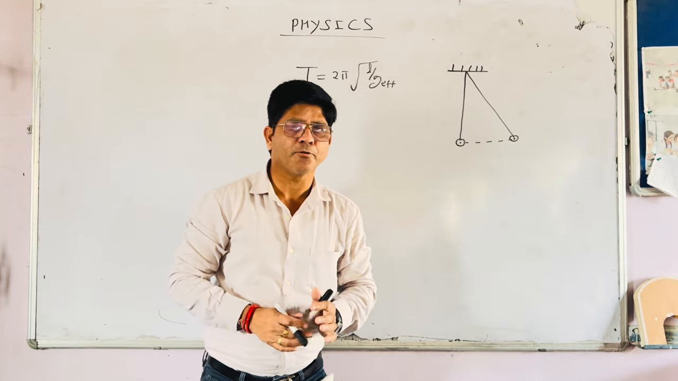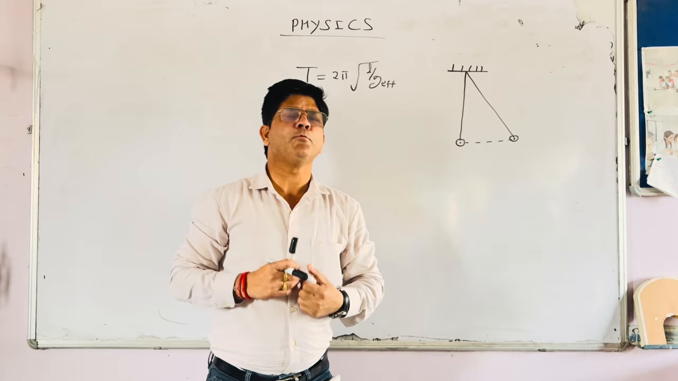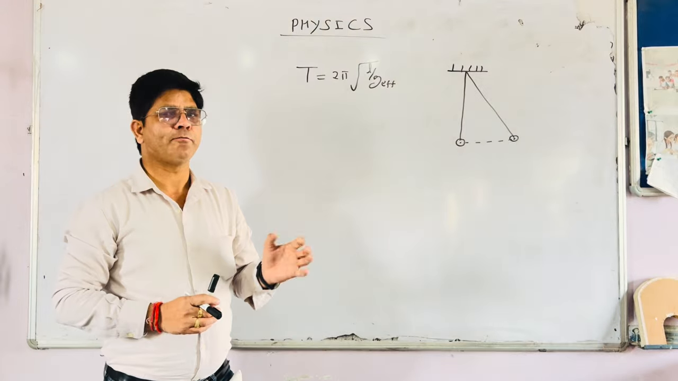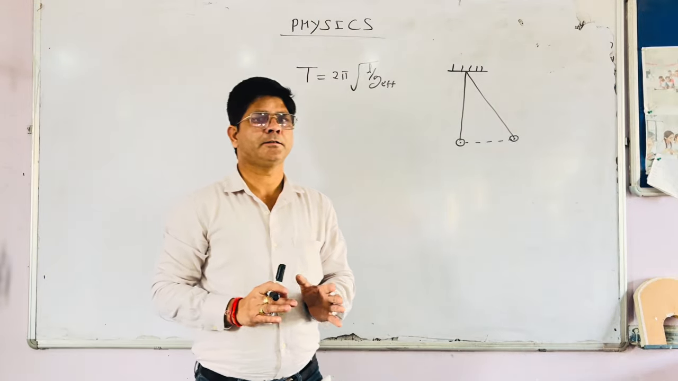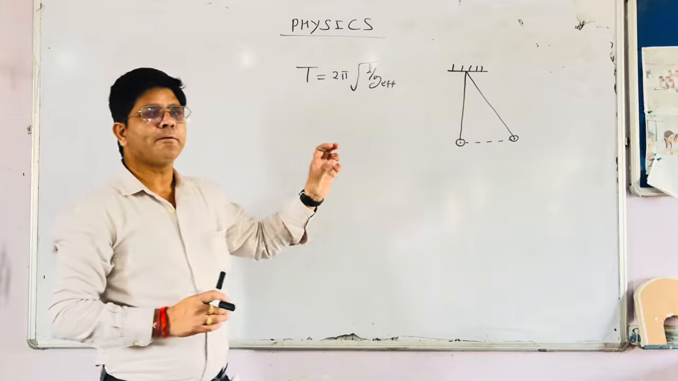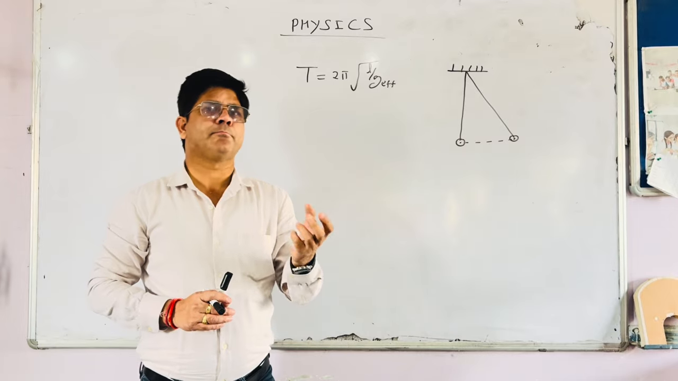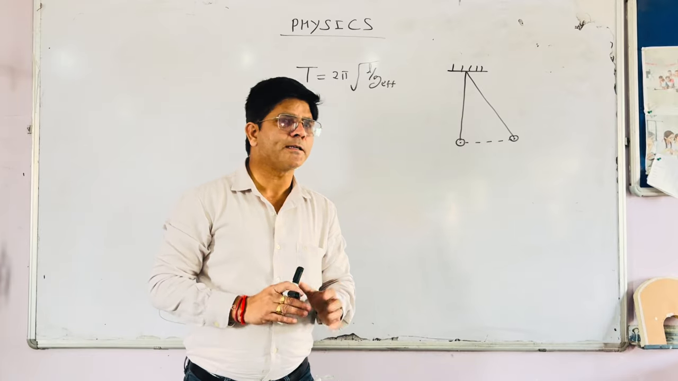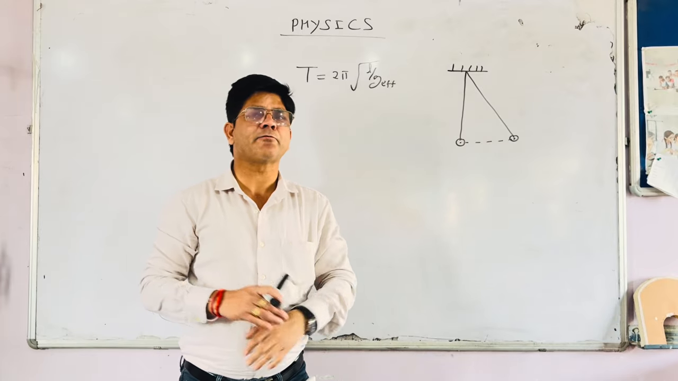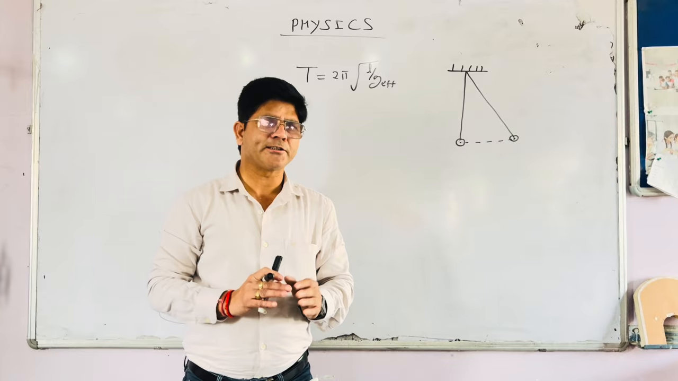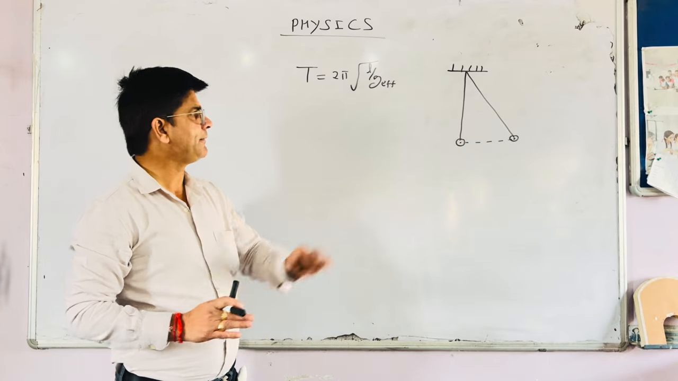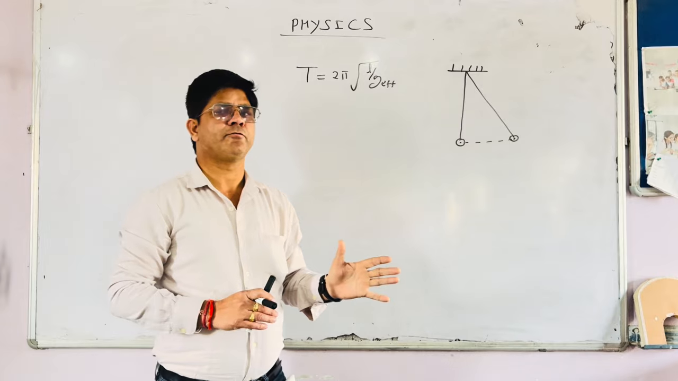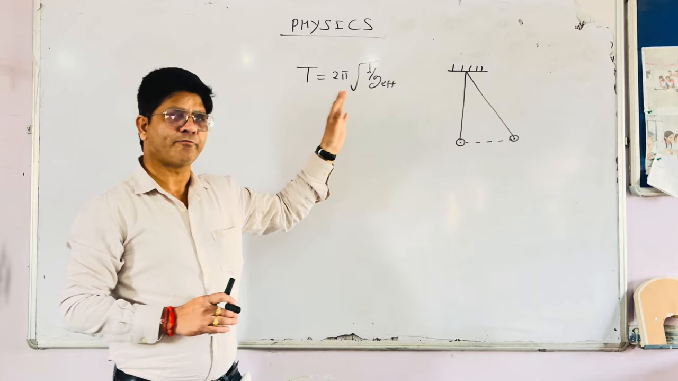If you want to do better, you have to know some additional terms about the simple pendulum. Like if this pendulum is vibrating in a lift moving upward or downward. If the lift is moving upward or downward with a constant velocity, there is no acceleration in the lift. So the effective gravity remains the same as the acceleration due to gravity at that place. So the time period is the same.